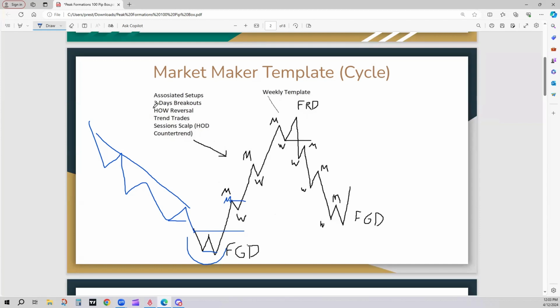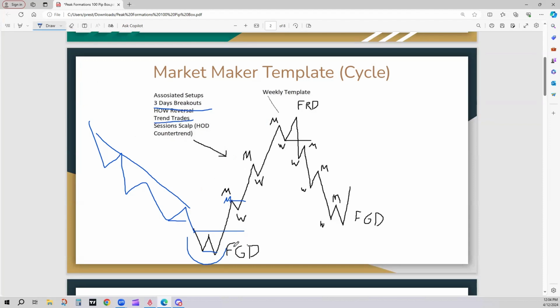This could be 3 days of breakouts, 1, 2, 3 to the high. This could be a high of week reversal. Maybe we have, maybe not 3 days of breakouts, but you look at the chart and you've got a really well engineered stair step, maybe like Monday, Tuesday, and then you come into Wednesday and you look for that midweek reversal.